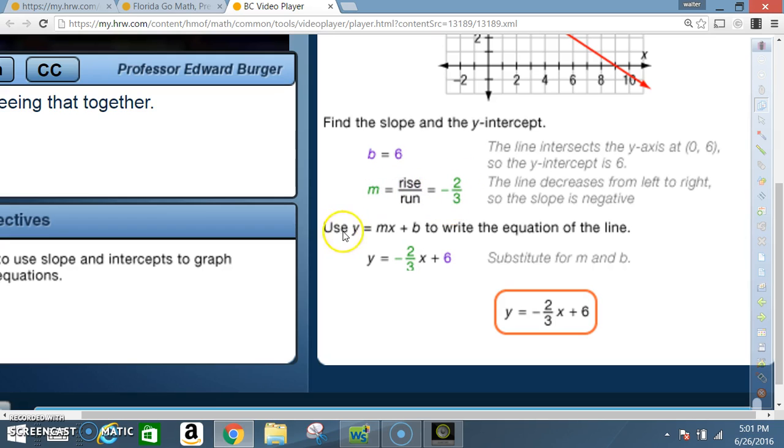All right, so now after we found the y-intercept at 6, we found the slope at -2 over 3, we're going to use our equation, y is equal to mx plus b, to write in the equation of the line. So y is equal to, what was m? -2/3. What was b? +6. So there's our answer.